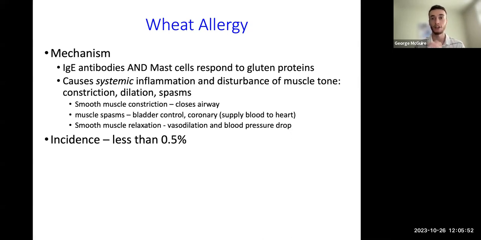And so this allergic response can be potentially deadly, right? So it can cause smooth muscle constriction, such as those lining your airways and that make up your stomach. It can cause muscle spasms in some of our skeletal muscles, so loss of bladder control, and can impact our ability to supply blood to our heart through our coronary muscles, and can cause smooth muscle relaxation, such as vasodilation, so our blood vessels dilate and thus decrease our blood pressure. But wheat allergy is the least common of these three.